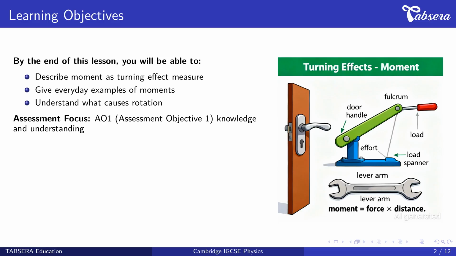By the end of this lesson, you will be able to: first, describe moment as a turning effect measure, understanding how forces create rotation. Second, give everyday examples of moments, recognizing turning effects in daily life. Third, understand what causes rotation, the physics behind spinning and turning motion. These objectives align with Assessment Objective 1, focusing on knowledge and understanding of fundamental physics concepts.